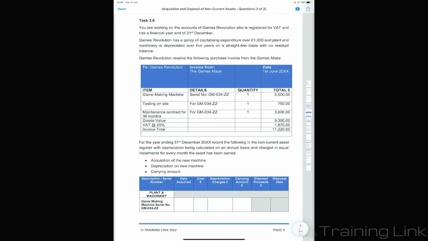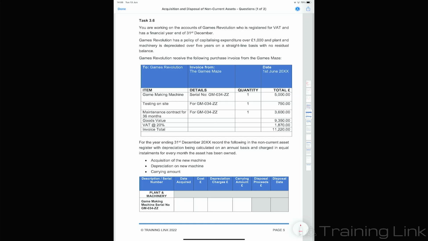You are working on the accounts of Games Revolution, who is registered for VAT and has a financial year end of the 31st of December. Games Revolution has a policy of capitalising expenditure over £1,000, and plant and machinery is depreciated over 5 years on a straight line basis with no residual balance.